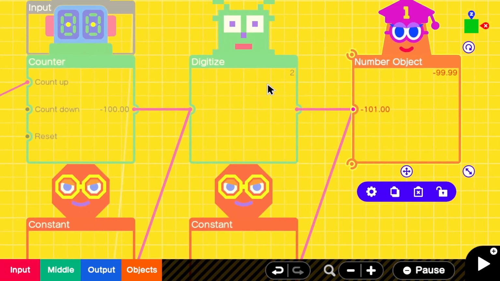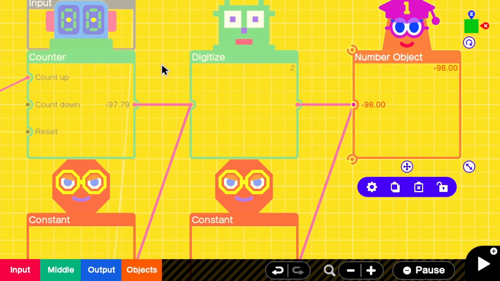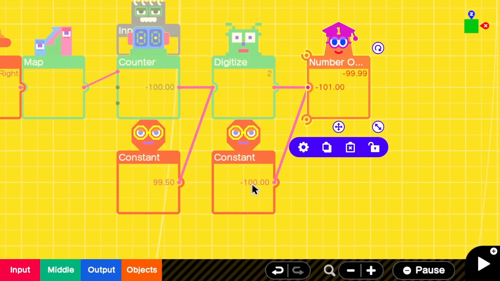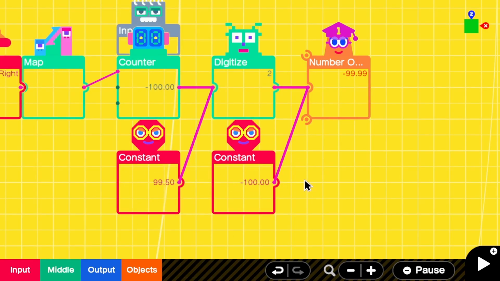So you can see if the input is negative 100, it becomes negative 101. But for values greater than negative 100, it's going to work. So if you want to deal with even bigger negative numbers, you just need to make this constant even bigger. And that's basically how you do rounding down with a digitize. Now, how about rounding up?